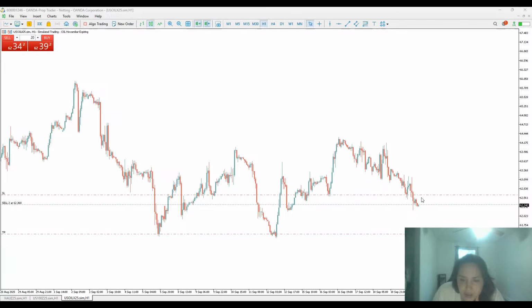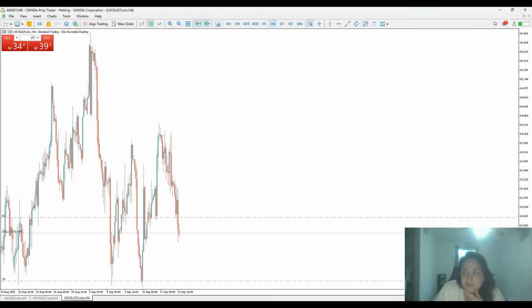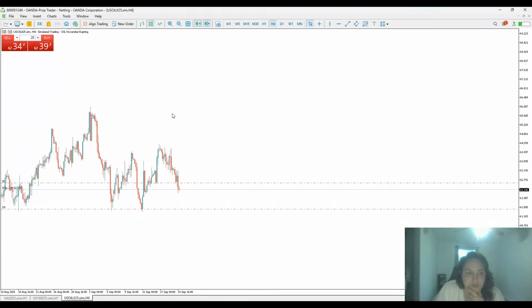So this location right here, as you see, we have to go to the higher time frame. Hold on, my friends. This will make a lot more sense once we get to the 4-hour time frame.